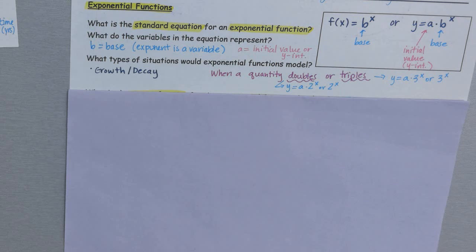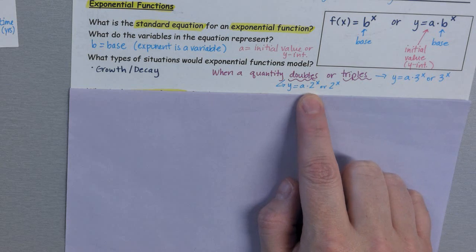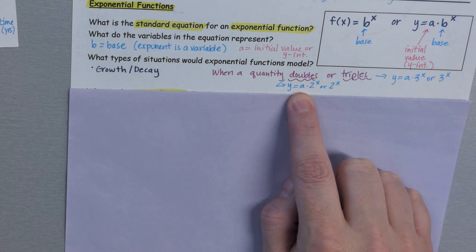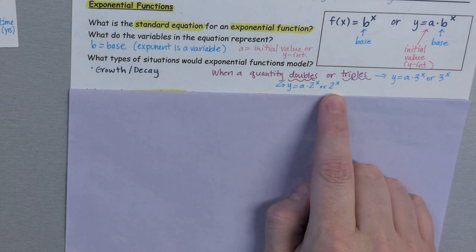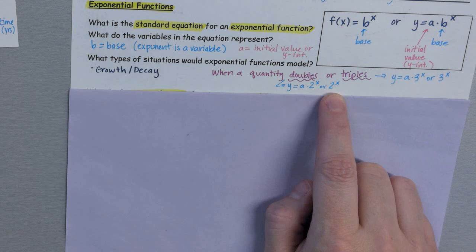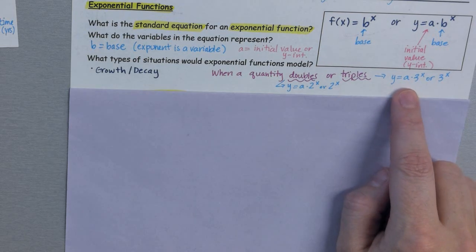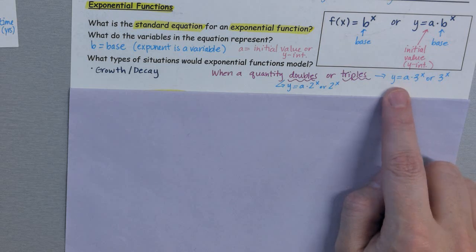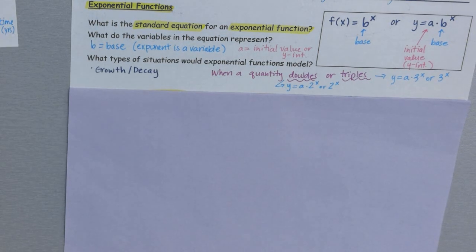Okay, and then when a quantity doubles, you are going to have a model where the base is 2, and then sometimes you'll have an initial value. A lot of times that initial value is 1, right? And then if the initial value is 1, you can just write 2 to the x. Or sometimes you might have something that triples. Okay, so you have y equals a times 3 to the x, or just 3 to the x power.